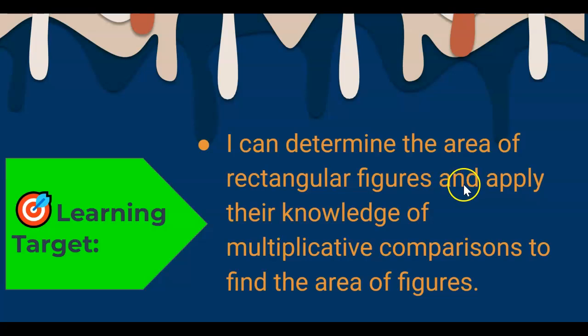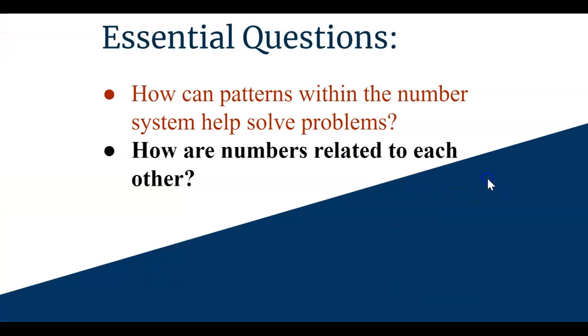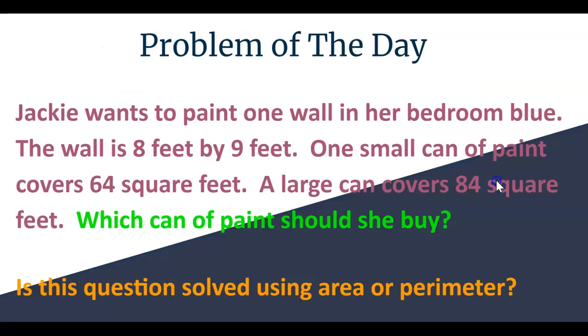Our learning target: I can determine the area of rectangular figures and apply their knowledge of multiplicative comparisons to find the area of figures. Our essential questions are remaining the same as they have been throughout Unit 2. How can patterns within the number system help solve problems, and how are numbers related to each other? This is our problem of the day.